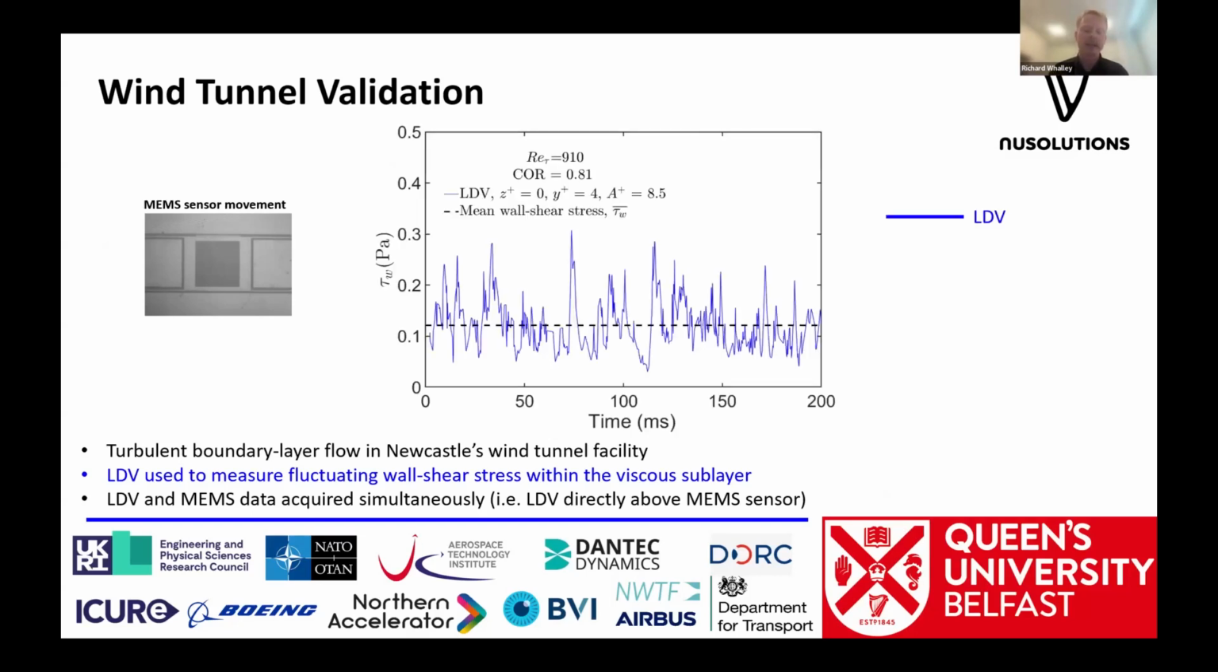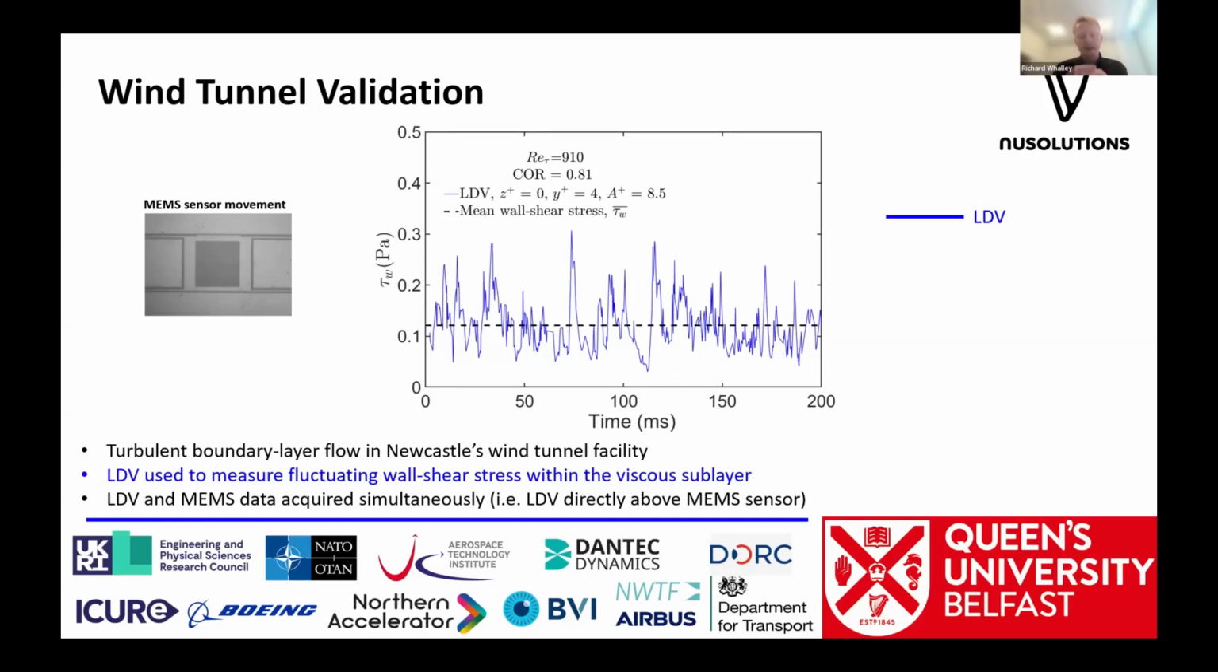And what we had was a laser-based system, something called laser Doppler velocimetry. And it has two intersecting laser beams. And if you place the LDV within the viscous sublayer, it's a very difficult measurement to take, but you get an indirect measurement of the wall shear stress because you measure the streamwise velocity gradient effectively and then invoke the stress from Newton's law of viscosity.